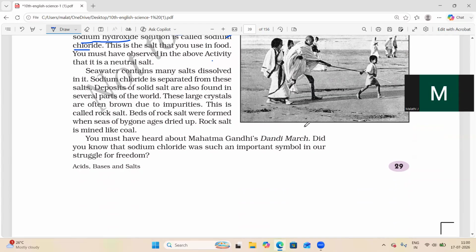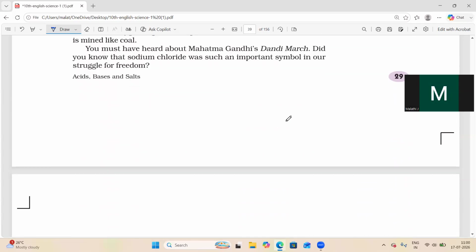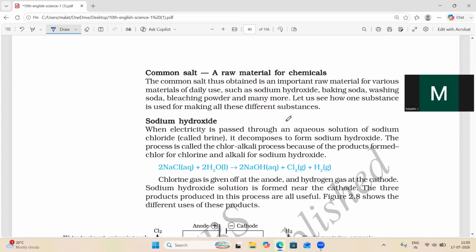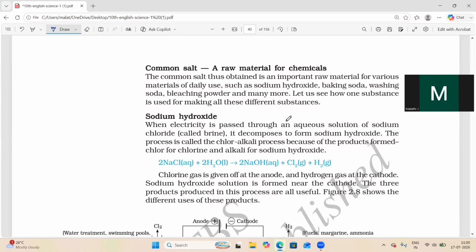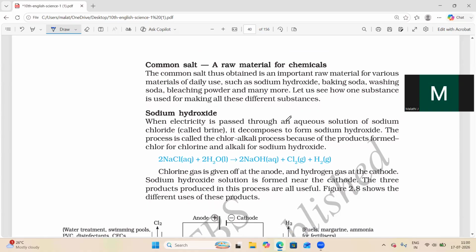Mahatma Gandhi's march: did you know sodium chloride was such an important symbol in our struggle for freedom? That is what they ask. Then we will see the important compounds which we have seen in our everyday life. In salts, we will see the important common salts in our everyday life. These common salts are obtained from important raw materials.